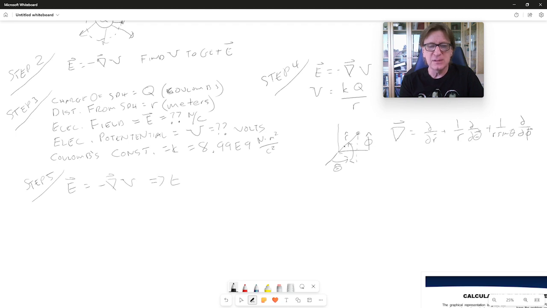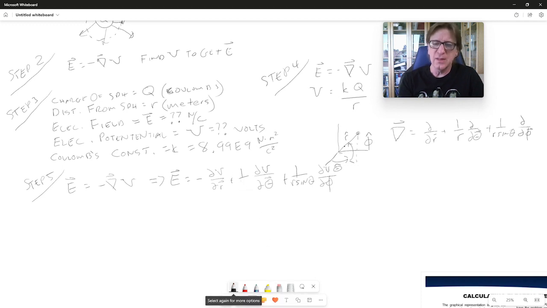Okay, so let's go over here and write that out then. So that tells us that E must be negative partial V partial r plus 1 over r partial V partial theta plus 1 over r sine theta partial V partial phi. The next step then is to get rid of anything that is 0 in our equation.